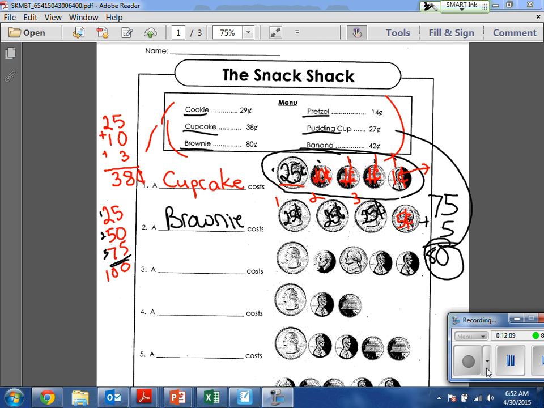Alright, ladies and gentlemen, here is your assignment to do. I want you to go ahead and do number 3 and 4 on your own, and we're going to check over that.